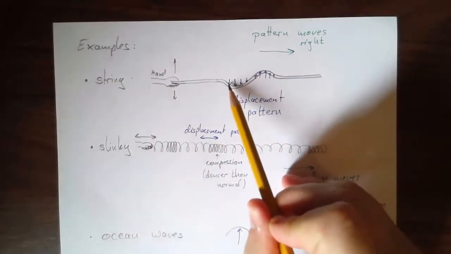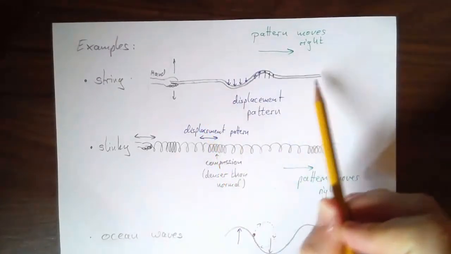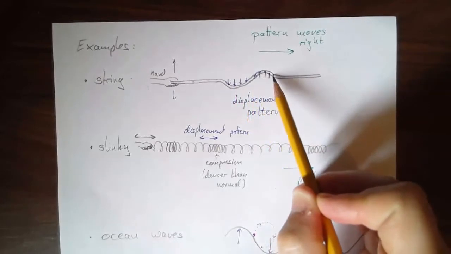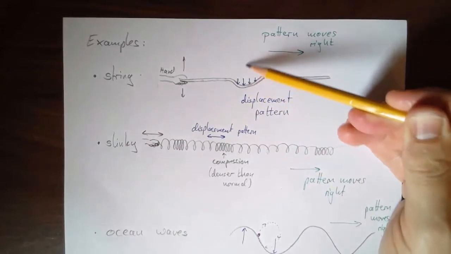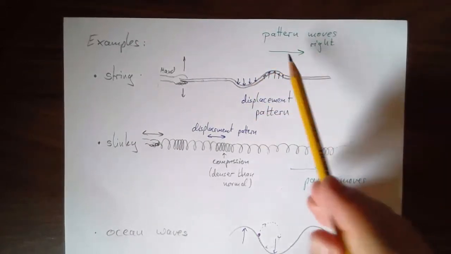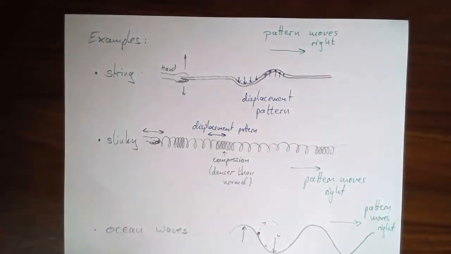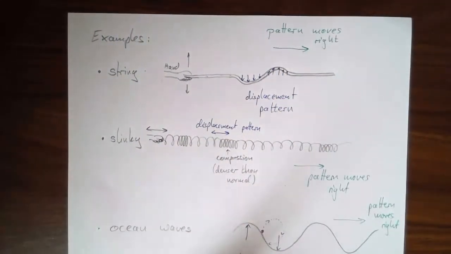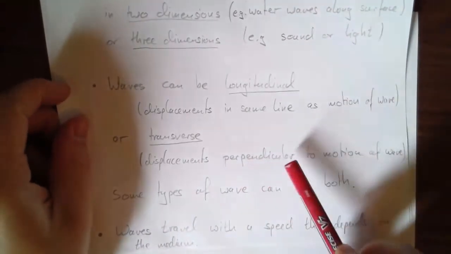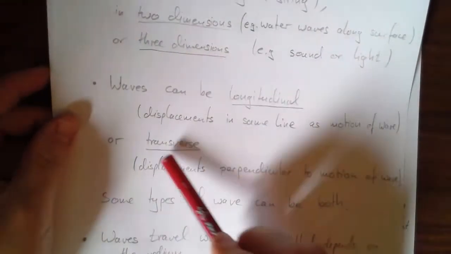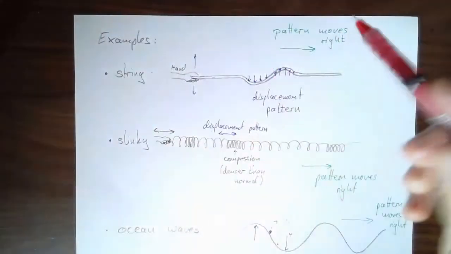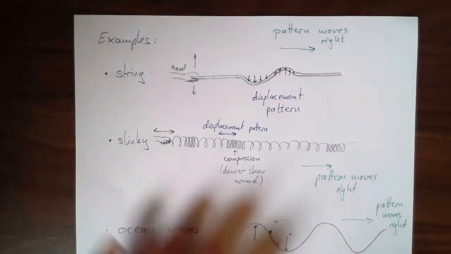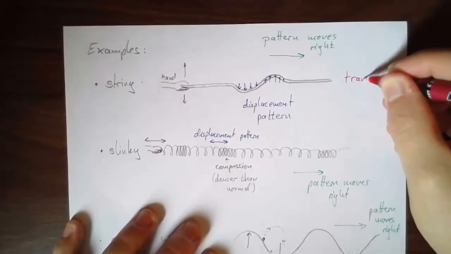So what's moving along is no piece of string moving from here to here, but it's this pattern of displacement, here represented maybe by those blue arrows, that's traveling to the right. Because the displacement is up and down, but the pattern is traveling to the right, this wave is a transverse wave, right? Let's look at the definition again. The definition of transverse was that the displacement is perpendicular to the motion of the wave. Well, that's exactly what's happening here. The wave moves right, but the displacement is up and down. So this is a transverse wave.